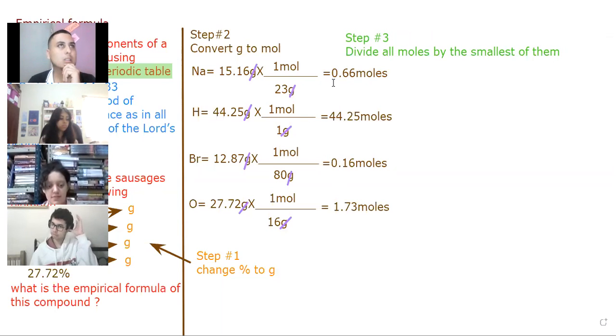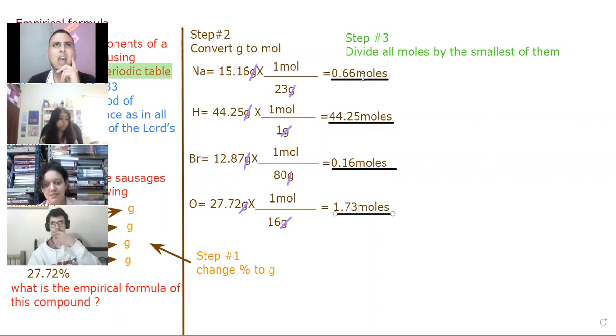What is the smallest that we have here? 0.16. Again? 0.16. That means that we need to divide. Let me create first, sorry, the line that represents the division here. Look, is this one, and this, and this. Okay, we need to divide all moles by the smallest of them.